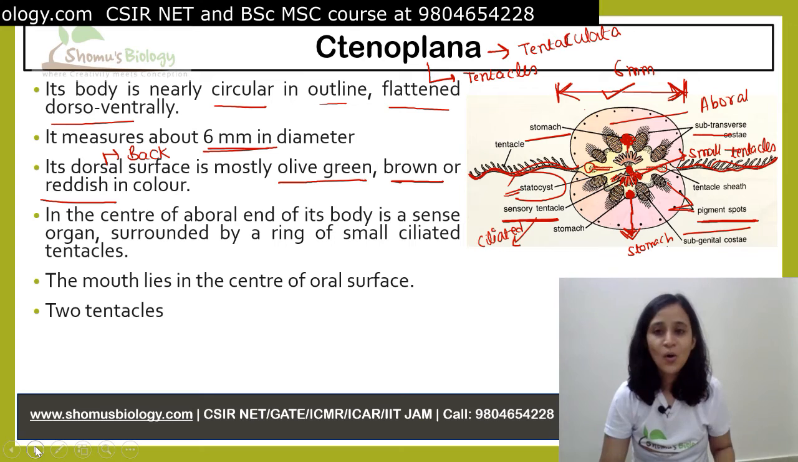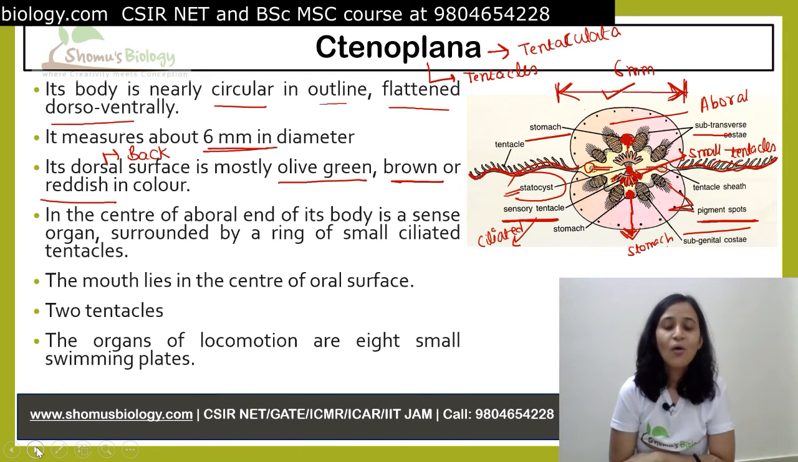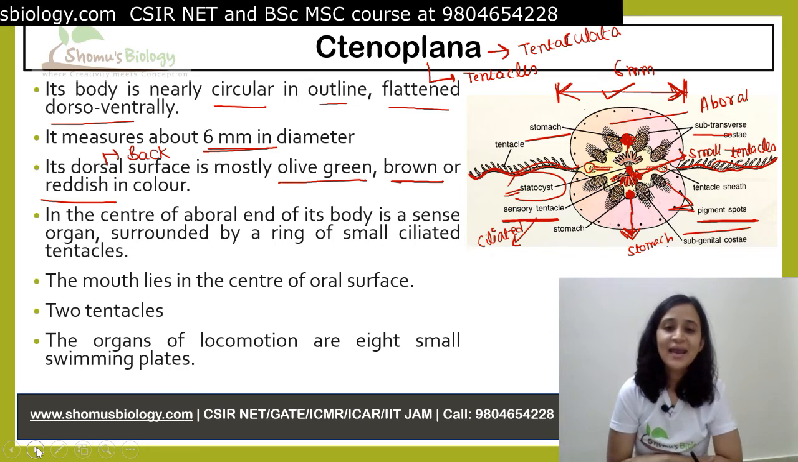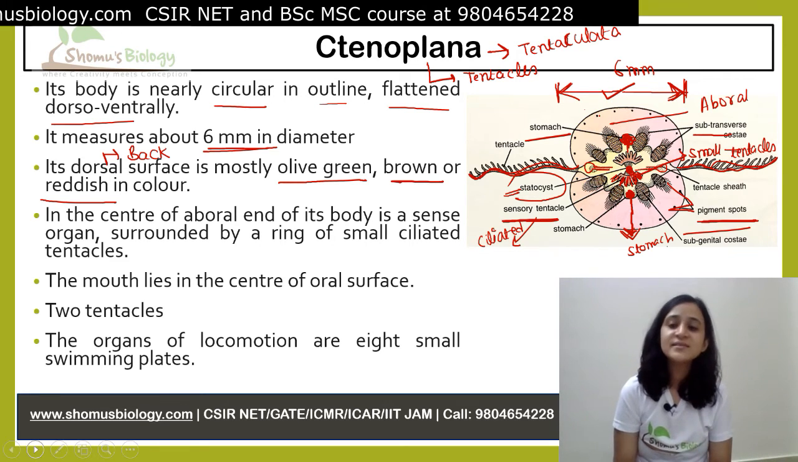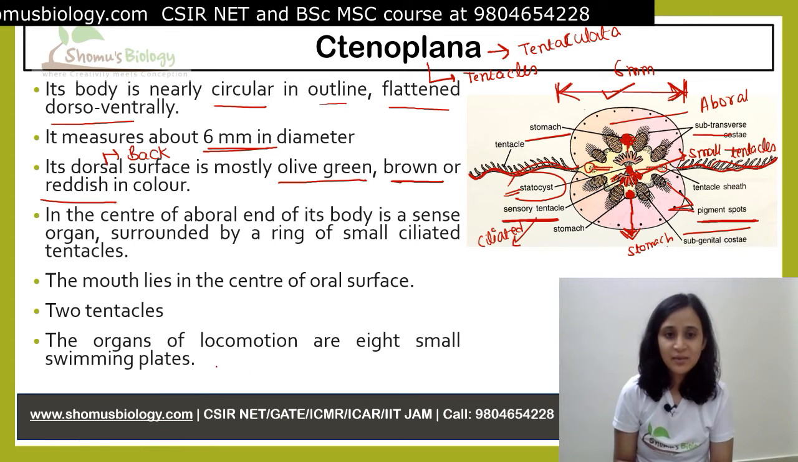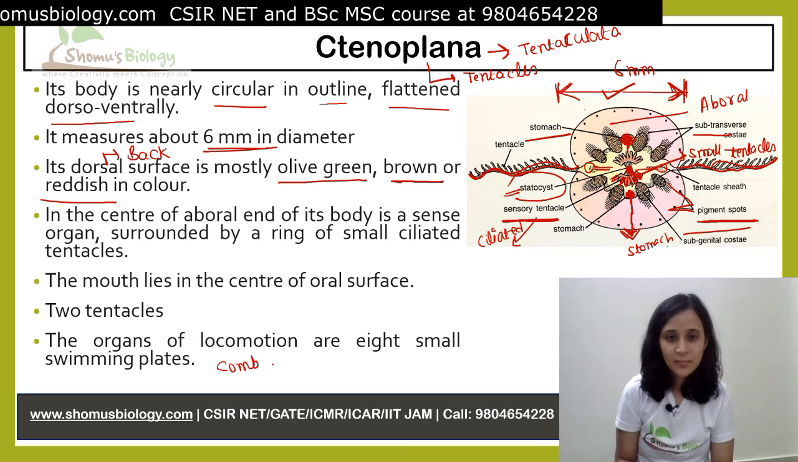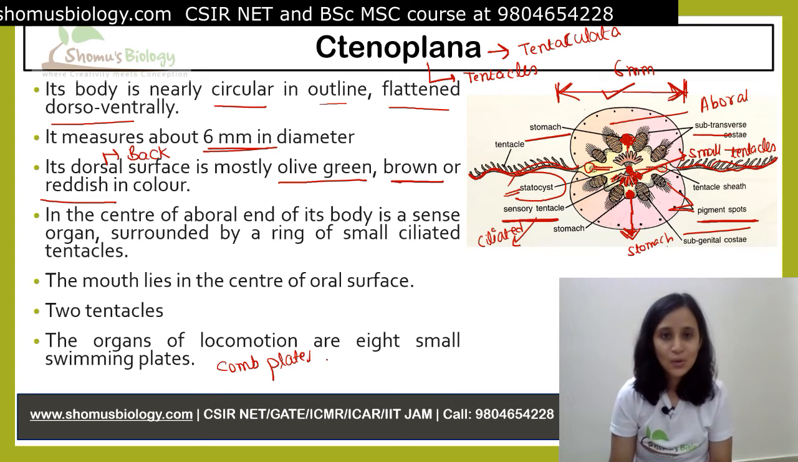They have two long tentacles that we have seen, and the organs of locomotion are 8 small swimming plates. So they have some swimming plates or comb plates, swimming plates or comb plates, they help in their locomotion.